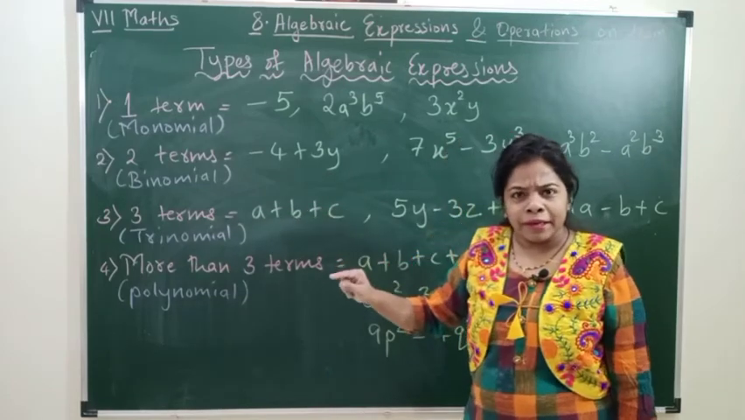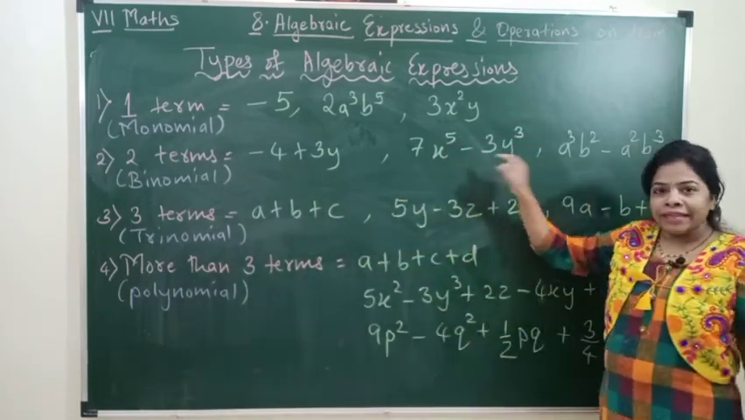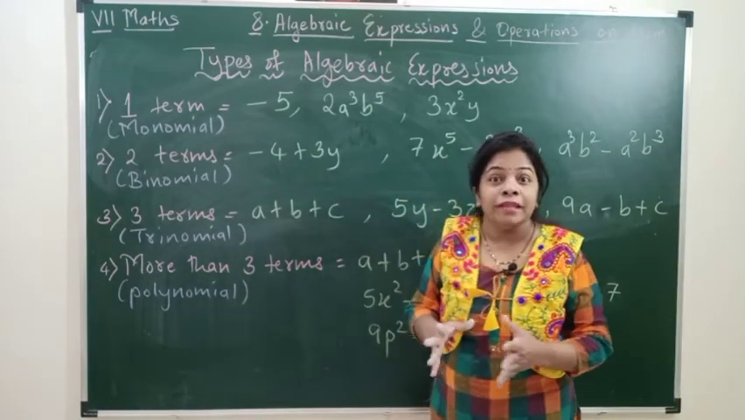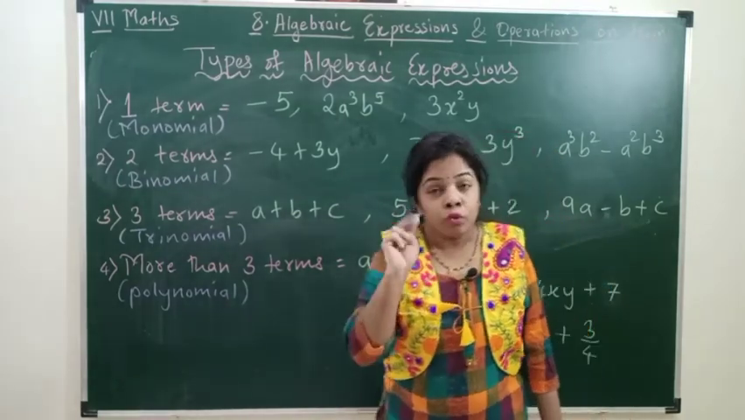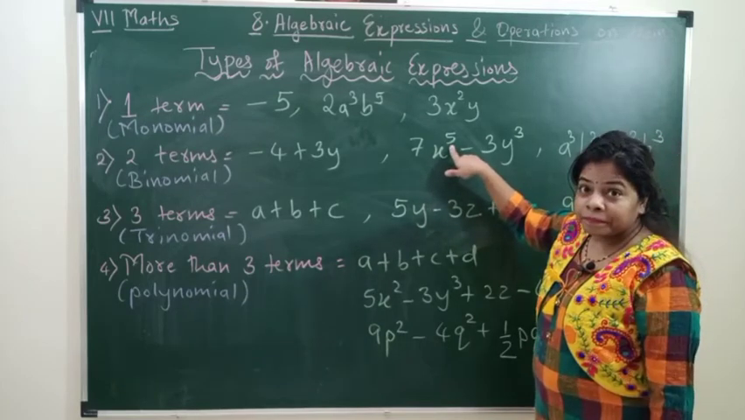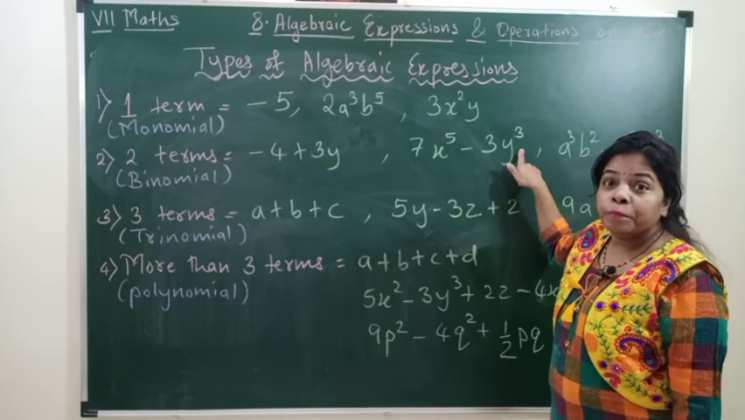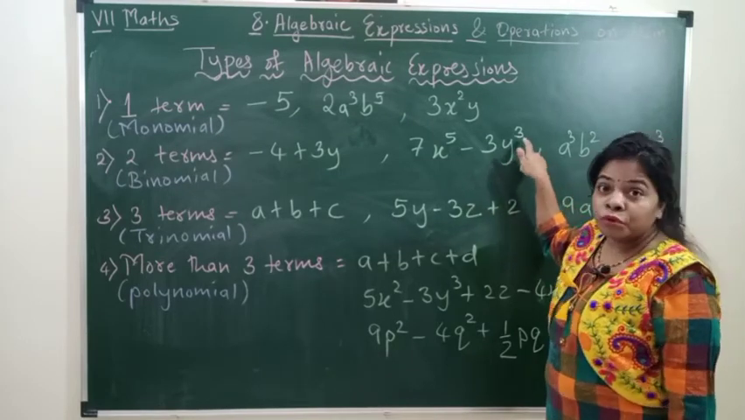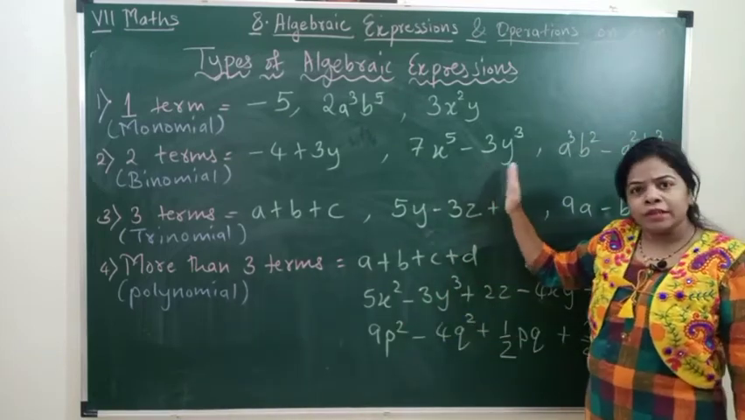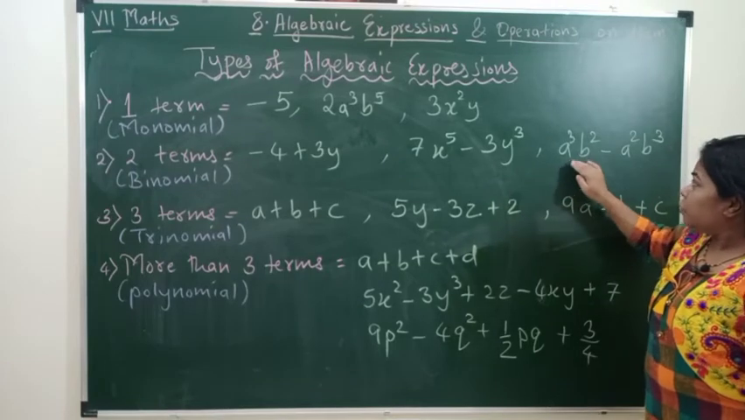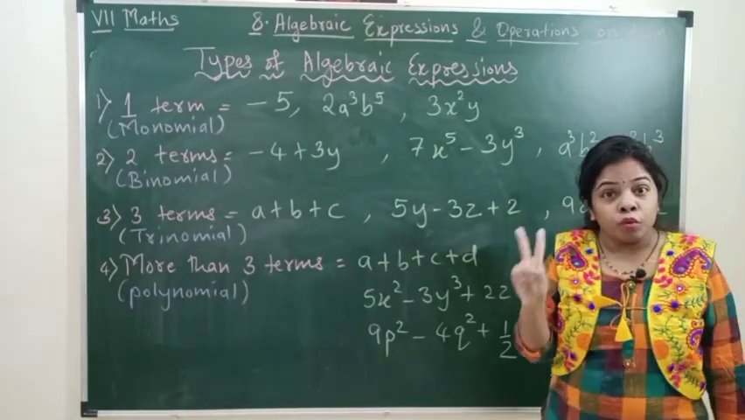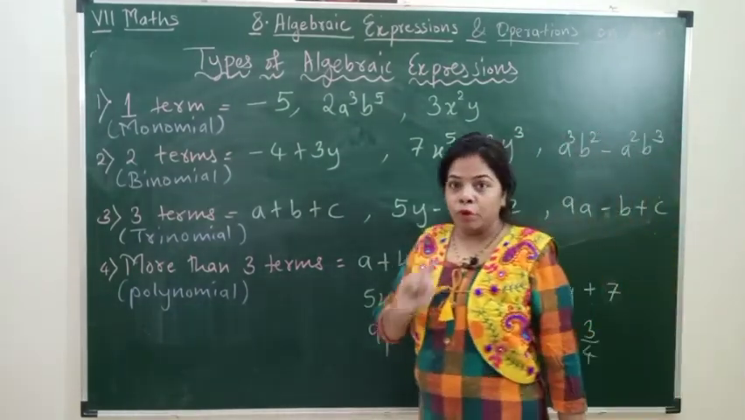Binomial is going to have two terms this way. They will be either separated by a plus sign or a minus sign. This is minus 4 plus 3y. Two terms are joined together. So it is a binomial. There are two terms. In this one, 7x raised to 5 minus 3y cube or 3y raised to 3. 3y to the power 3. There are two terms. So it's a binomial. Here also a cube b square minus a square b cube. So again there are two terms. That is why it is a binomial.